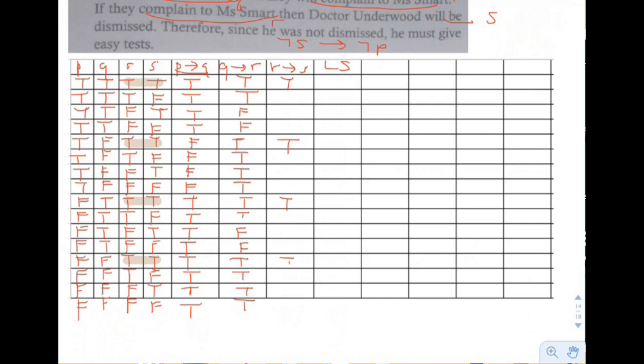And then also, whenever R is false, it also does not matter what S is. So we can mark all of these true also. So when R is false, S can be true or false, and it's valid. So we'll just mark all those true also. Okay, that's quite a bit. And then what's left, we mark false. Okay. And now we're going to do the left side of the equation.